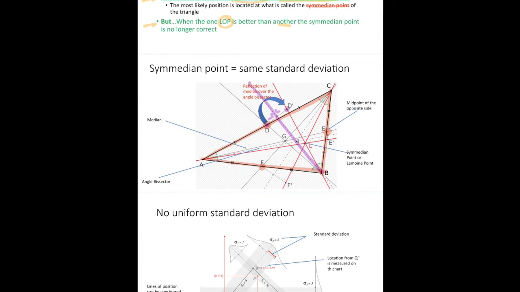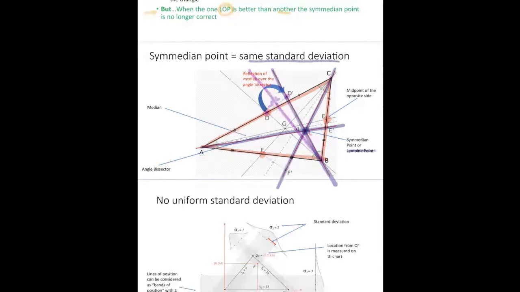Okay. If you then take that point and bring it to point B of this triangle here in this case, then you find the C-median. Okay, we can do this for all angles. Okay, and so our most likely position will be then here the intersection of the 3 C-medians, or they also call it the Lemoine point. Okay, that is when all observations have the same standard deviation.